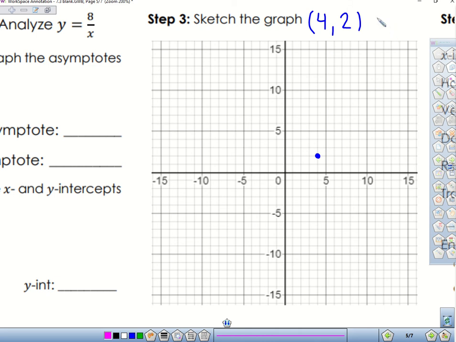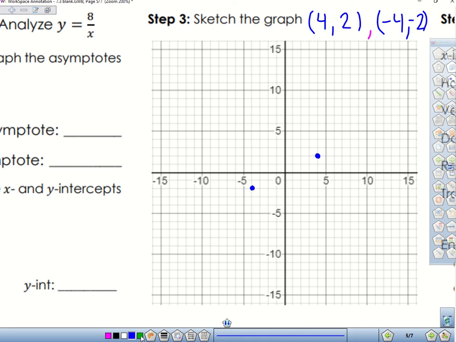Okay. So what you're also going to notice is, let's say we plugged in -4 instead of 4. What would 8 divided by -4 be? -2. So you're going to get -4, -2 right here. Do you start seeing a pattern here, the mirroring of the points? You can do this with all the points on the graph. If you get 1, there's going to be a negative version of it.